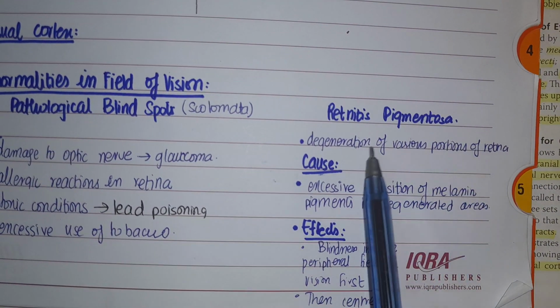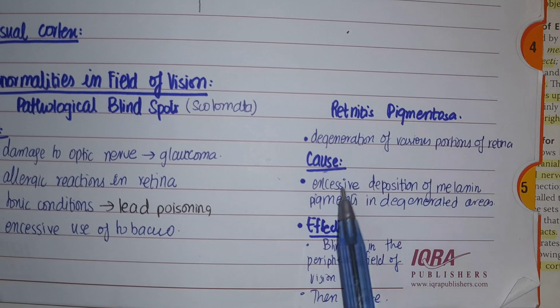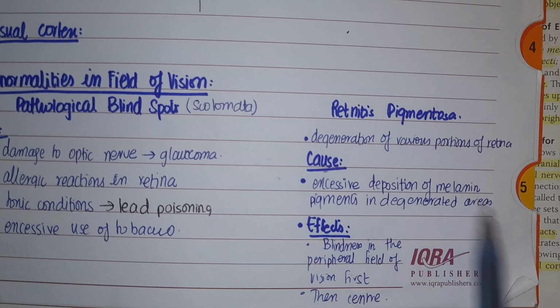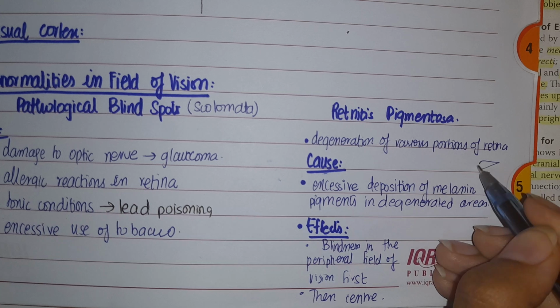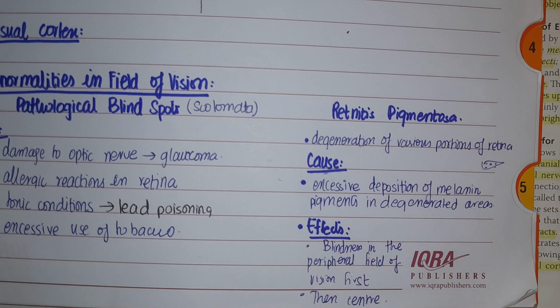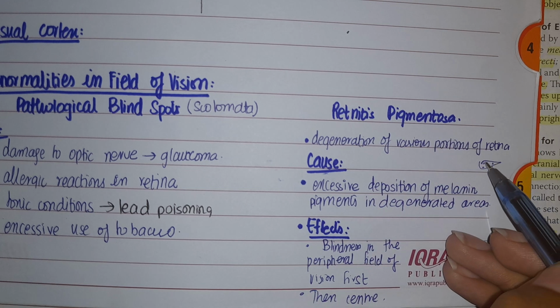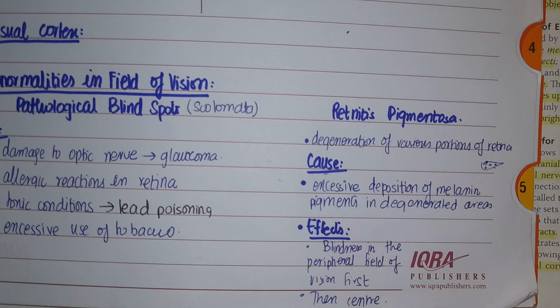What is that? It is a degeneration of various portions of the retina. It is caused by excessive deposition of melanin. In retinitis pigmentosa, you will see certain black colored dots or differently colored dots deposited in your eye because of the presence of melanin pigments. And these pigments are made in the scar area or degenerated regions.